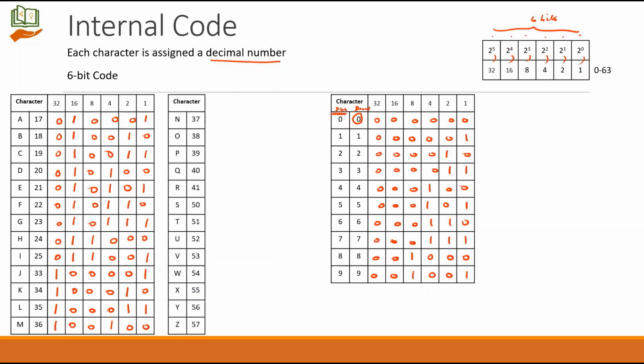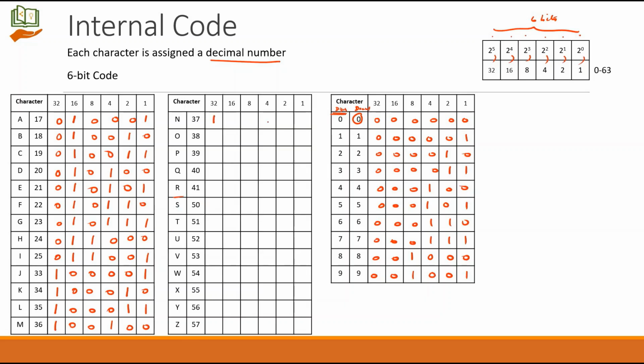The next set of characters, N to Z. Actually till 39, 40, 41 it is fine. From 50 it is going till 57. What is 37? 32 plus 5. 38 is 32 plus 6. 39 is 32 plus 7. 40 is 32 plus 8. 41 is 32 plus 8 plus 1.